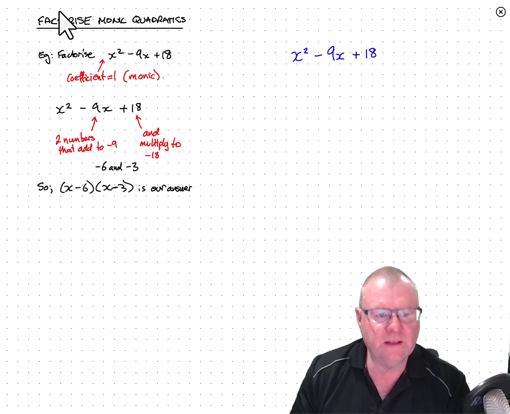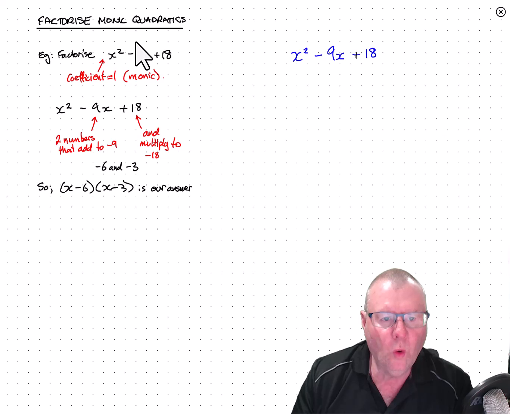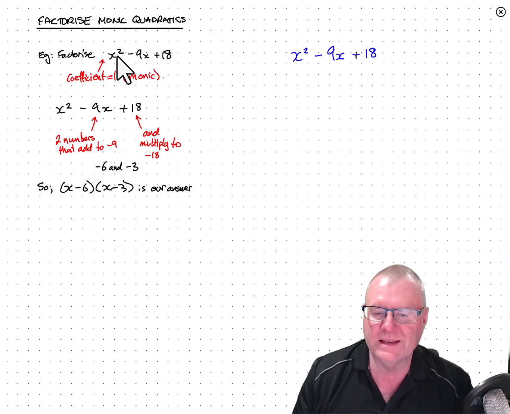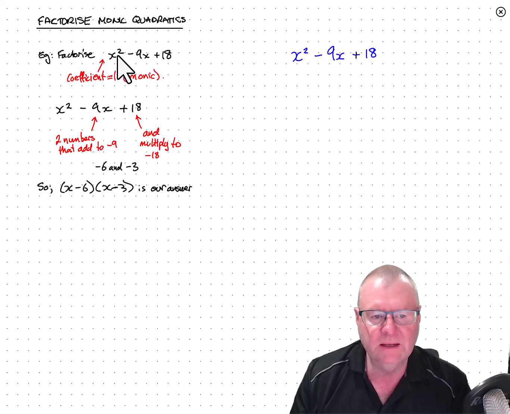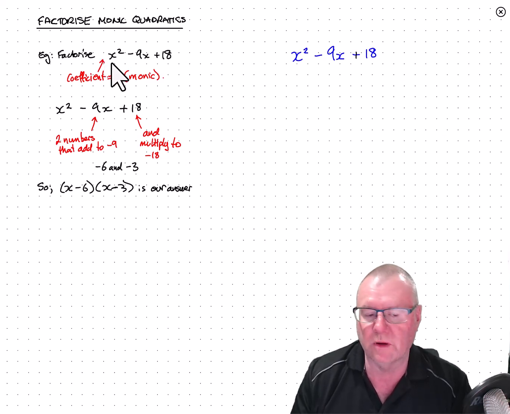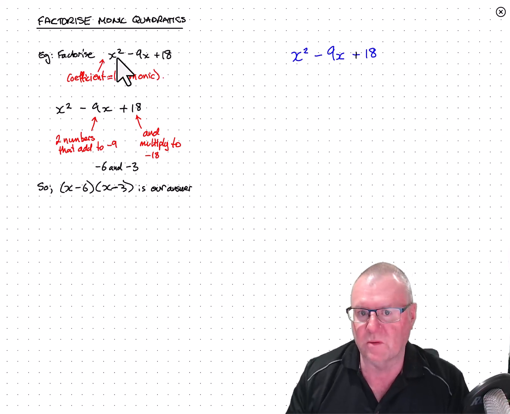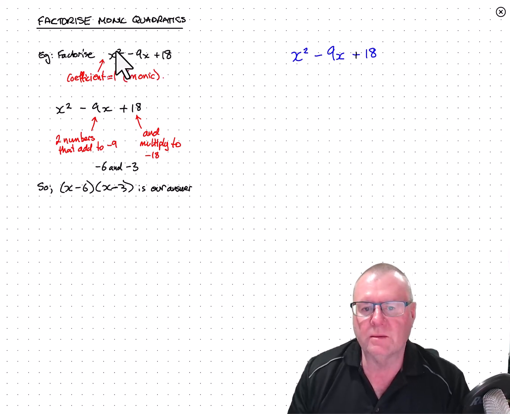Alright, let's talk about factorising monic quadratics, which sounds really big and fancy, but all it means is a quadratic is something that has squared as the biggest power, and monic means that the coefficient of that term is 1, or in this case invisible because we don't write the 1. So if there's nothing in front of the x squared or whatever the letter is, m squared, p squared, then we say it's a monic quadratic.